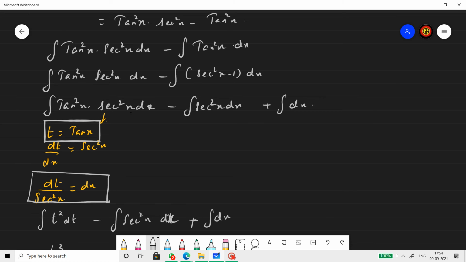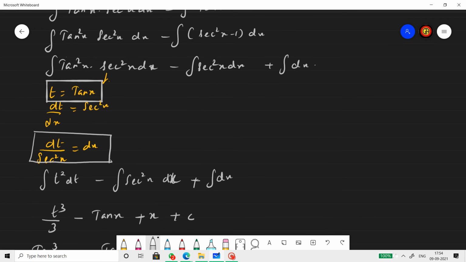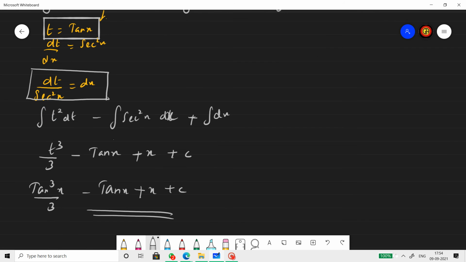Now start integrating each and every term. Here only by substitution, whereas these two terms directly. So by substitution, this will come to a form of t square into dt, whereas the other two terms will be in terms of x only. So t cube integration is t cube by 3, secant square x integration is tan x, dx integration is x, plus c for the constant. Now t is tan x, substitute it back.